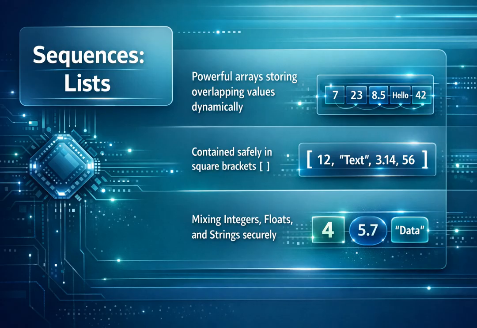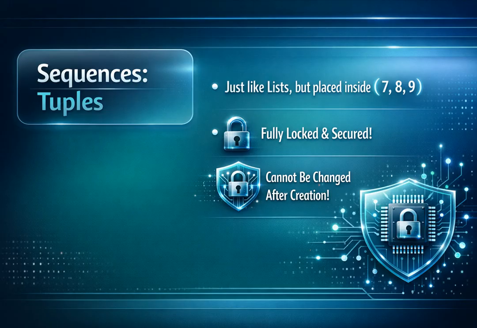A list is a mutable, ordered collection of elements enclosed in square brackets. Lists can store elements of different data types together, including integers, floats, and strings. You can add, remove, or change elements in a list after it has been created. A tuple is similar to a list, but is enclosed in parentheses and is immutable, meaning its elements cannot be changed after creation. Tuples are typically used for data that should remain constant, such as coordinates or fixed configuration values.